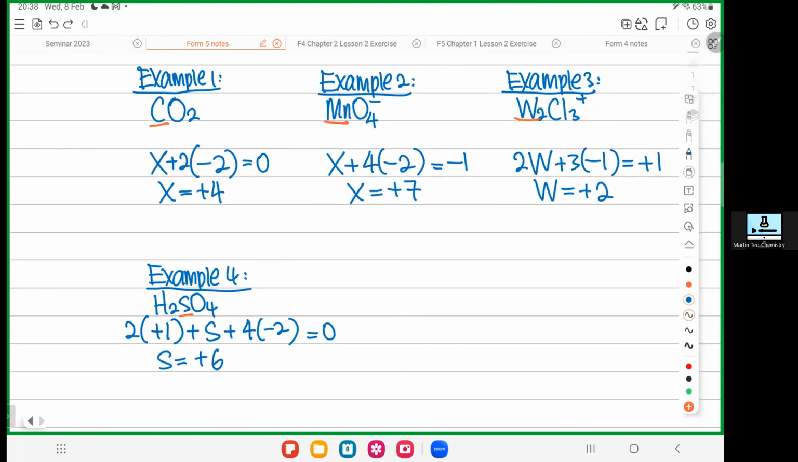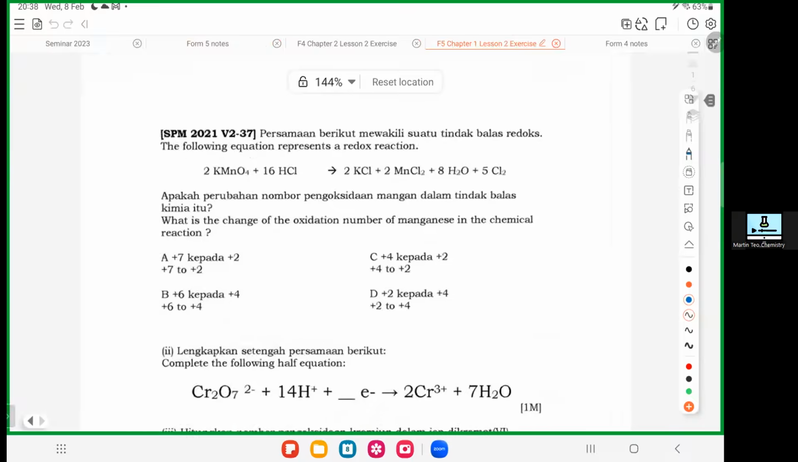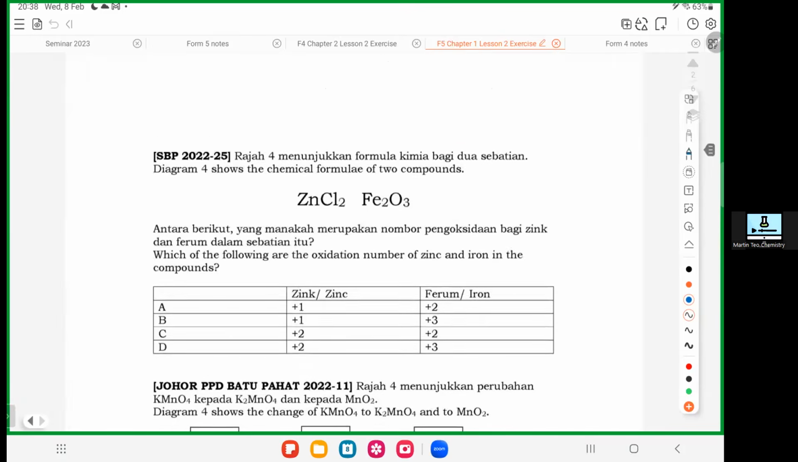Okay, so now let me show you some real examination questions, the questions that came out in the real exam. How do they ask? Very straightforward. The way they ask the question is very straightforward only. So let's look at this. Let's go for this one first.